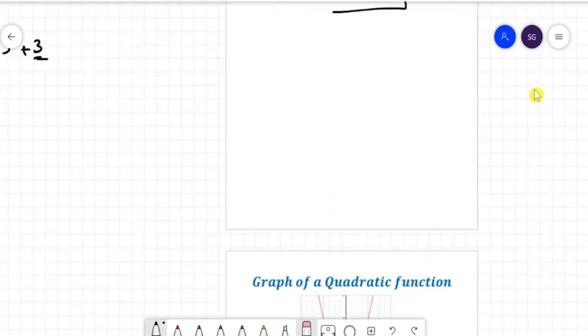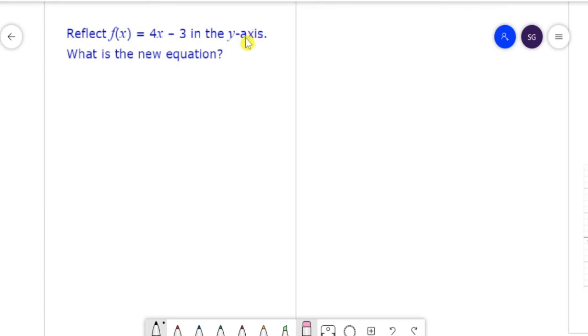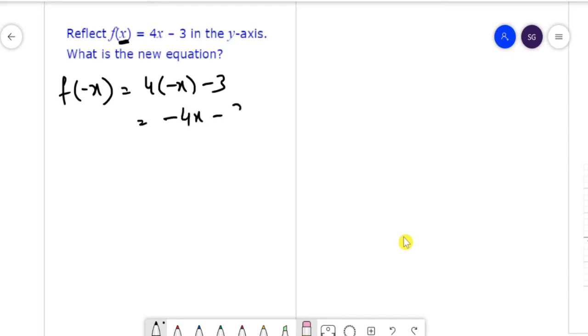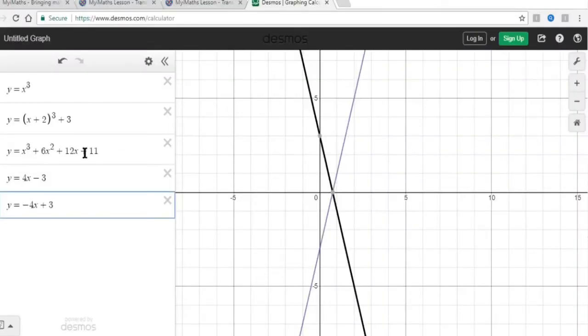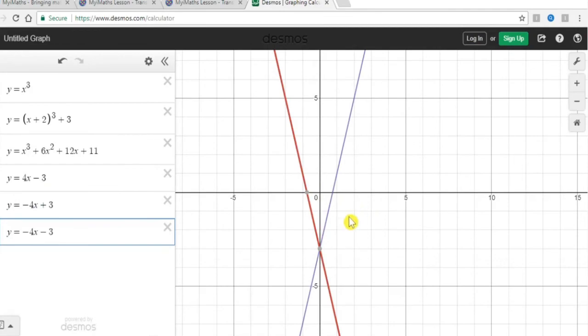Let's move on to our next transformation. This time we have to reflect it in the y-axis. When you have to reflect in the y-axis, what we just concluded from the above discussion was you change the input. So I'm going to do f of minus x, which means I'm going to replace x by minus x everywhere, or change the sign of the input. And so you will have negative 4x, negative 3. Let's take a look at this. If we have the same function, now it's reflected in the y-axis.